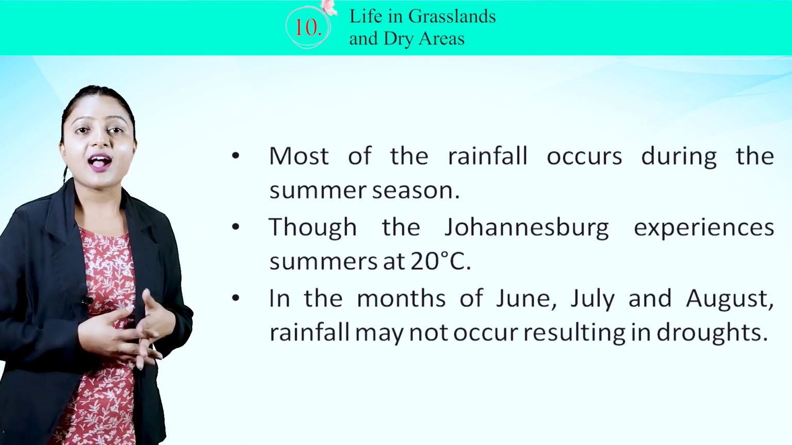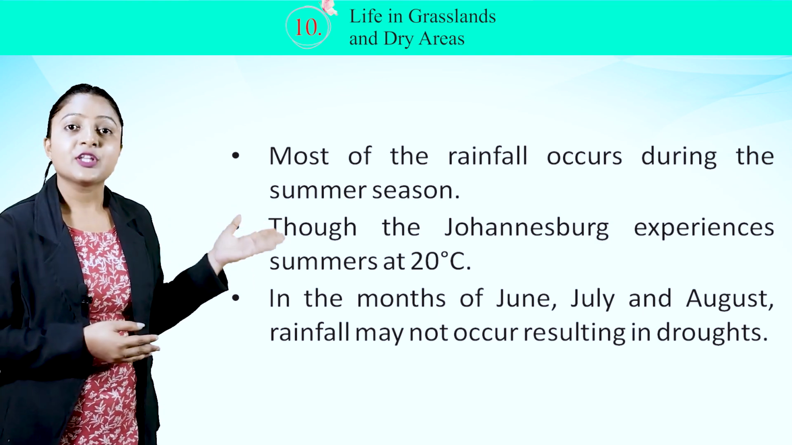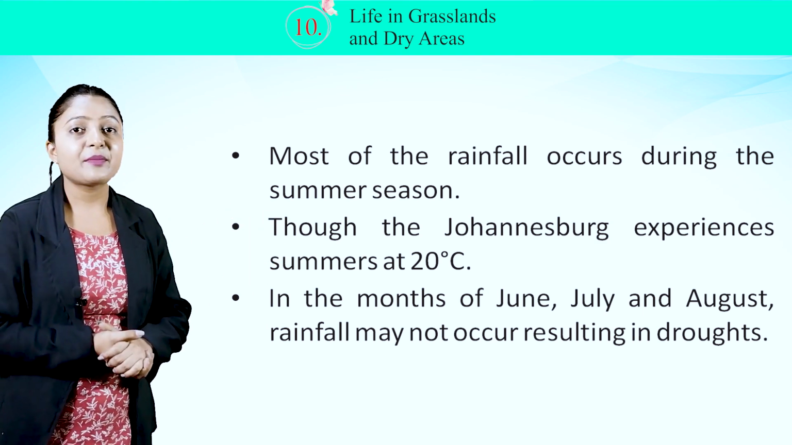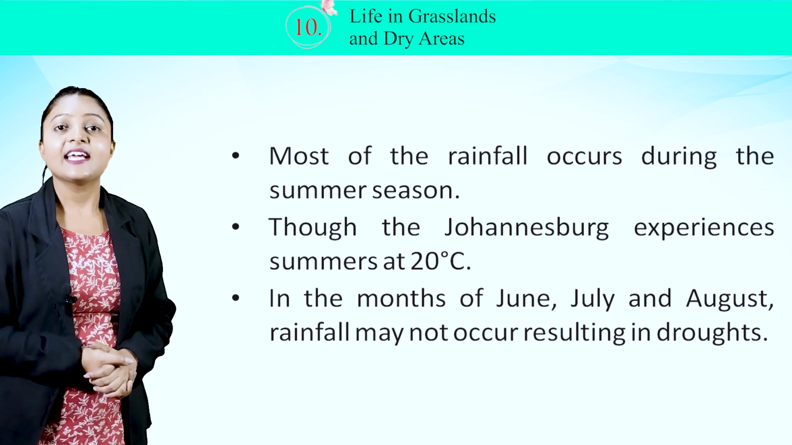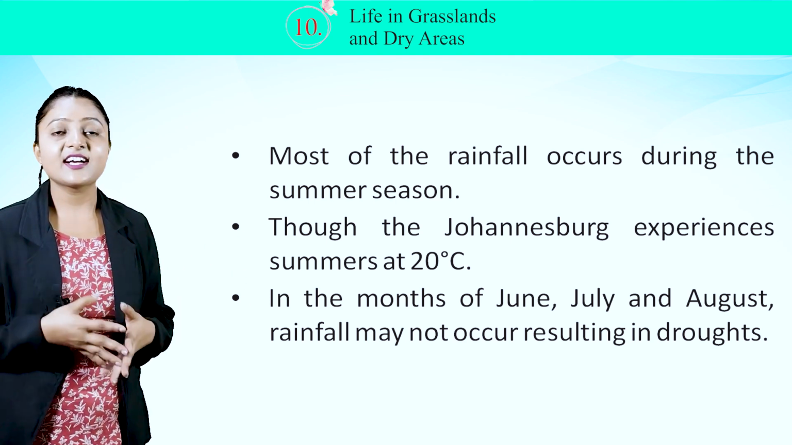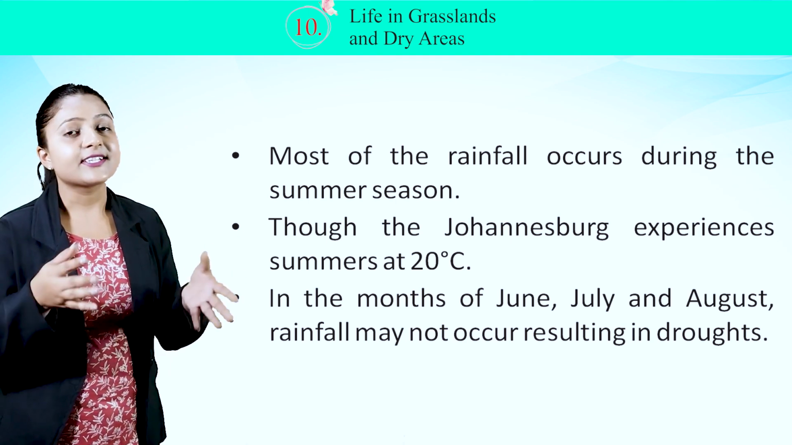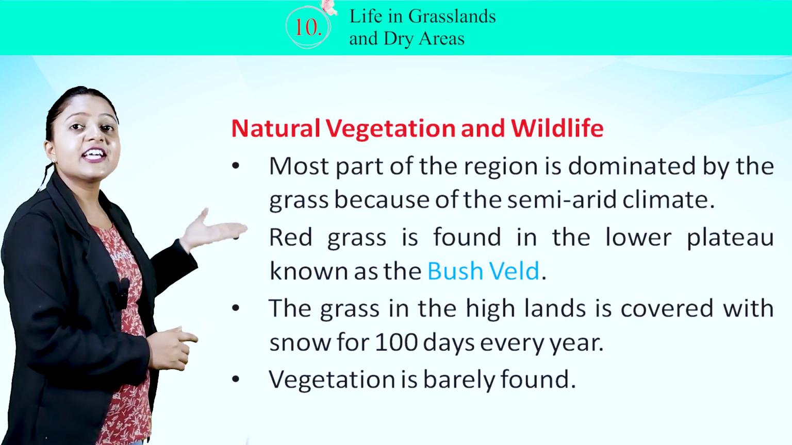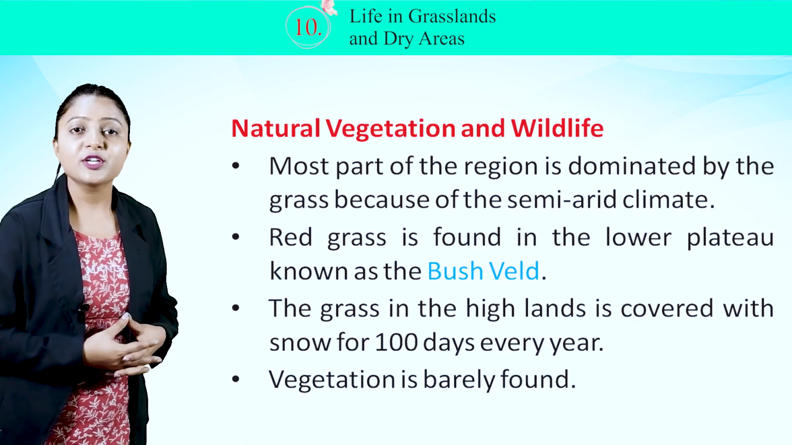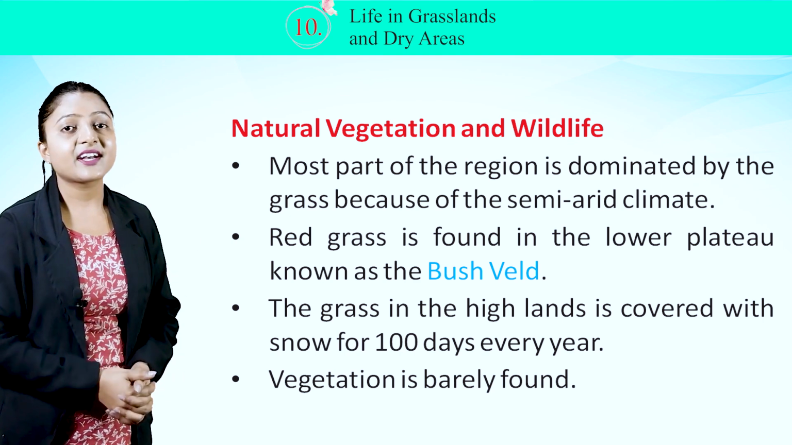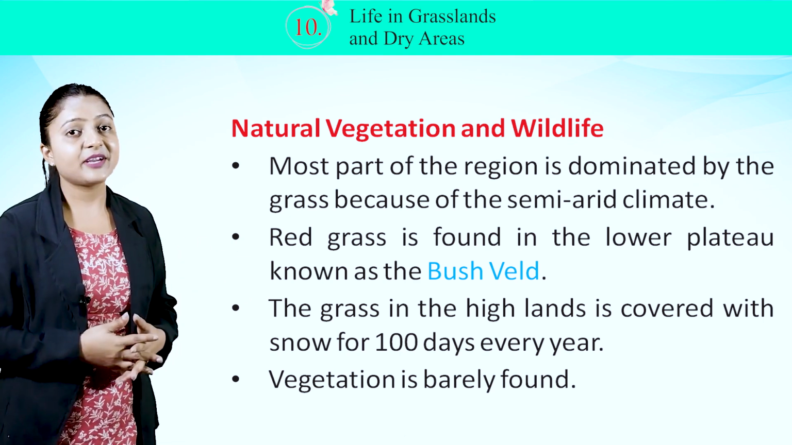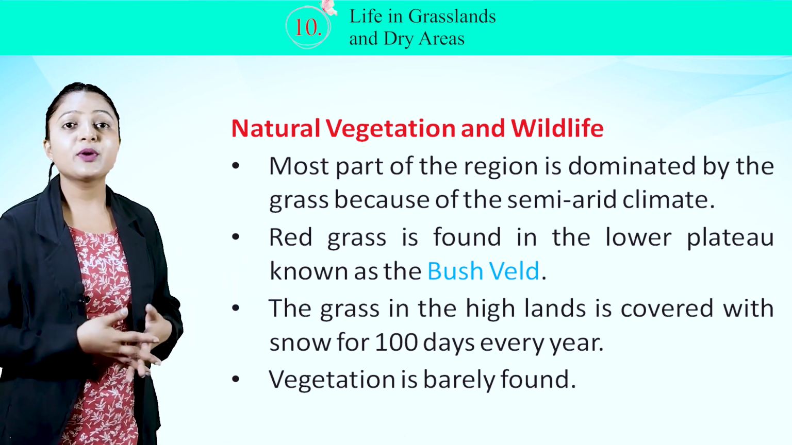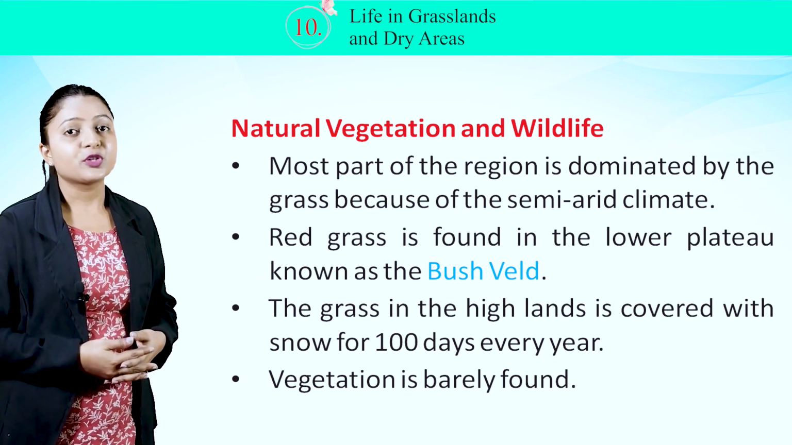Most of the rainfall occurs during the summer season, though Johannesburg experiences summer at 20 degrees Celsius. In the months of June, July and August, rainfall may not occur, resulting in drought. Natural vegetation and wildlife. Most part of the region is dominated by grass because of the semi-arid climate. Red grass is found in the lower plateau known as the bushveld.